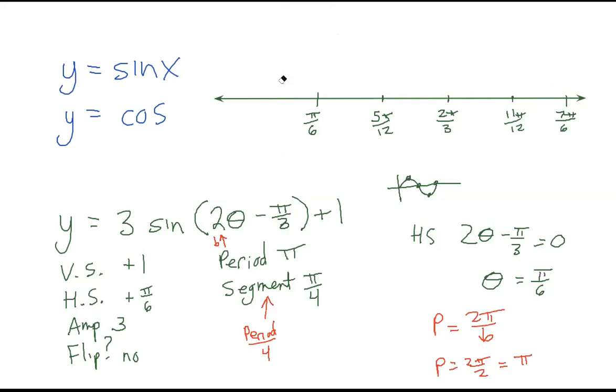Oopsies, that's not. I'm just going to sort of arbitrarily call that 1 right there. Since the amplitude is 3, we know that the graph is going to go up as high as +4. So that's also going to go 3 down to -2.